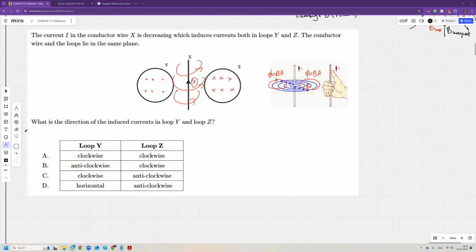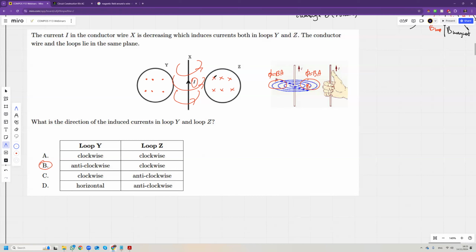Right. The correct answer is B. Correct answer is B because, and most of you got that one right. Yes, that's the multiple choice.